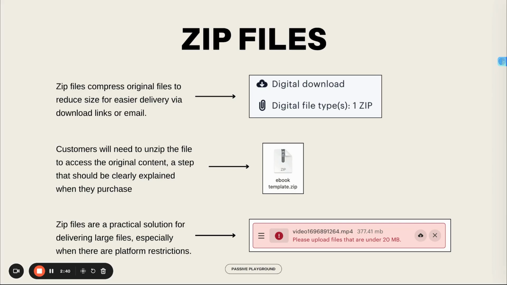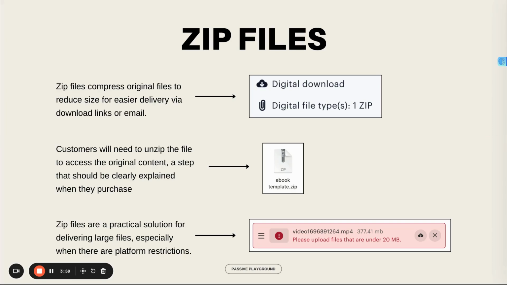Customers will need to unzip the file to access the original content, a step that should be clearly explained when they purchase. So let's say you are selling on Etsy and you decide to bundle up some products and zip them so you can upload them to Etsy. You should let your customer know how they should unzip the file. I've had some customers where I've sold bundles and they come as a zip file and they don't know how to open it. Sometimes you just have to double click, or sometimes you have to right click and choose unzip. But you do need to put some sort of step-by-step just in case someone doesn't know.